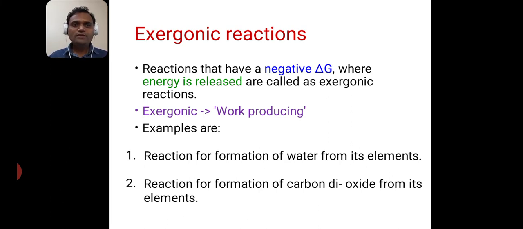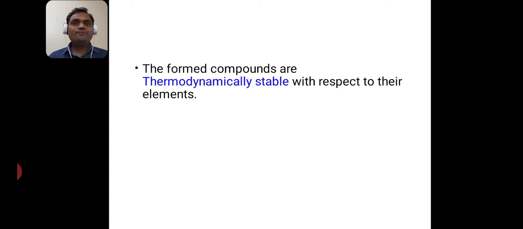Examples are, first, the reaction for formation of water from its elements. Second, the reaction for formation of carbon dioxide from its elements. So formation of water and formation of carbon dioxide are exergonic reactions. And an important point is that the formed compounds are thermodynamically stable. In the case of endergonic reactions, the formed products are thermodynamically unstable, but in the case of exergonic reactions, the formed compounds are thermodynamically stable with respect to their elements.